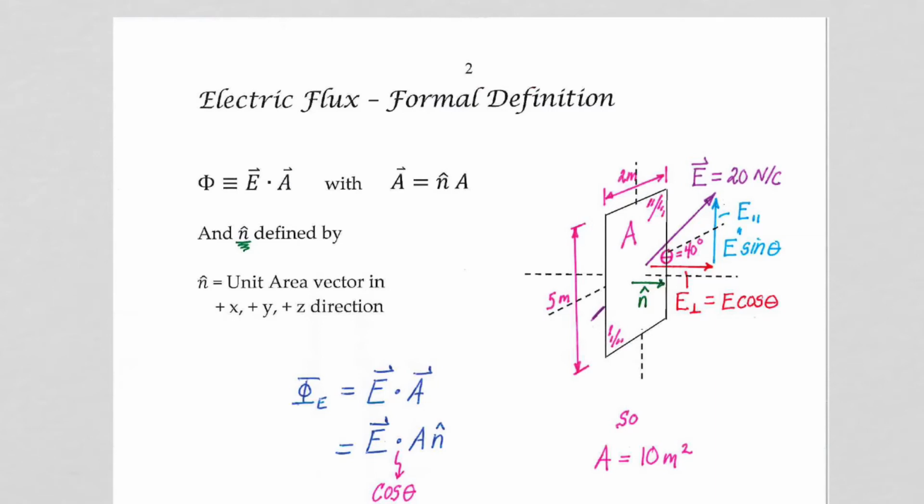Now we're going to introduce a formal definition for electric flux. And as it shows right here, our formal definition is based on dot product. So we have a mathematical tool in dot product that will always result when we take the dot product of the electric field and our area vector A will result in the electric flux through that area A.